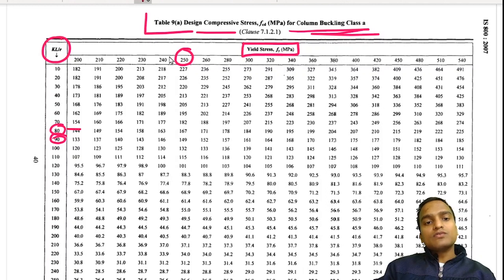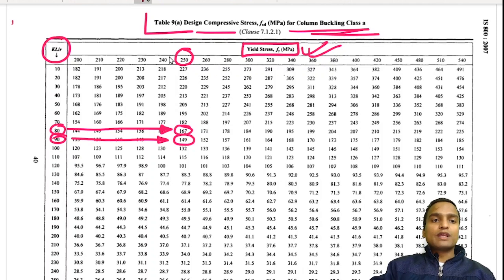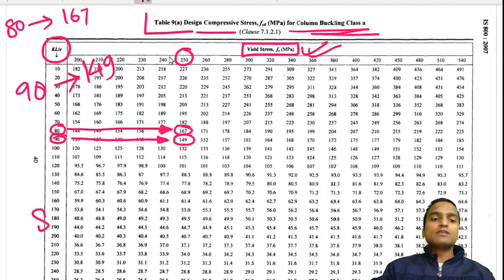Now I check the values of FCD in this column of Fy. For 80 it is equal to 167 megapascal, the unit here is megapascal, and for 90 slenderness ratio the value of FCD is 149. So for 80 the value of FCD is 167 and for 90 the value of FCD is 149. Now my value is 82 for the slenderness ratio. What is the value of FCD?